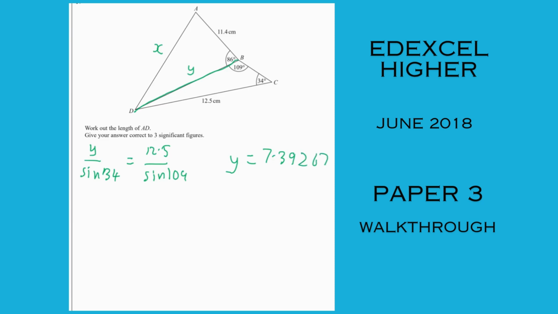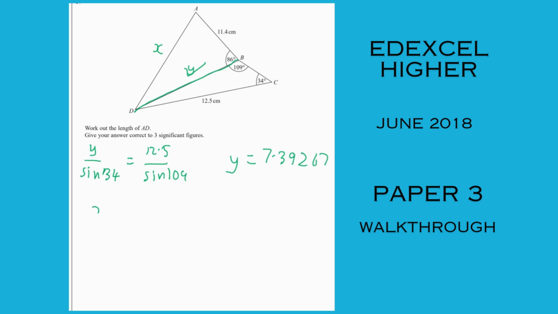7.39267. You can move on. So that now means we know what Y is. So when we look at this second triangle, we do not know an angle and the opposite side, but we do know 2 sides and the angle between them. So it's a cosine rule question. So X is opposite to 86.